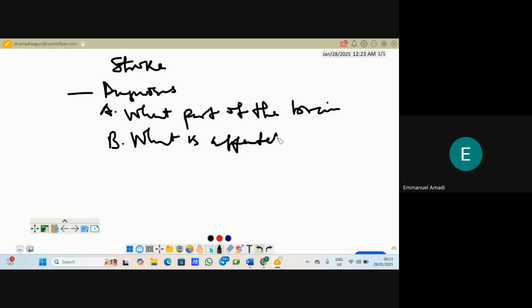If somebody has affectation of, let me say, the frontal lobe, or the person has affectation of the temporal lobe, if it's the medial frontal lobe, I know that it is the ACA that is affected. If it's the temporal lobe, it's the middle cerebral artery that is affected. So you have to know what part of the brain. You also need to know what artery is affected. Then when you've been able to sort this out, you should now be able to know the stepwise management.